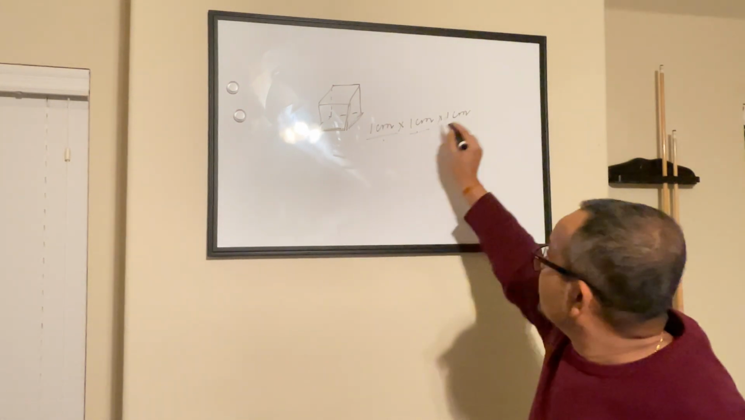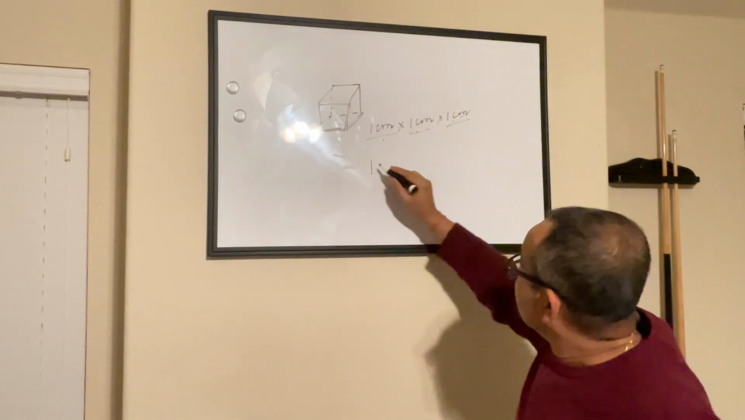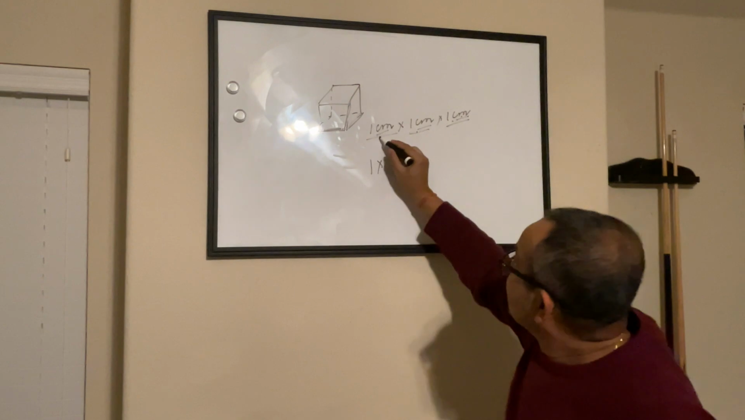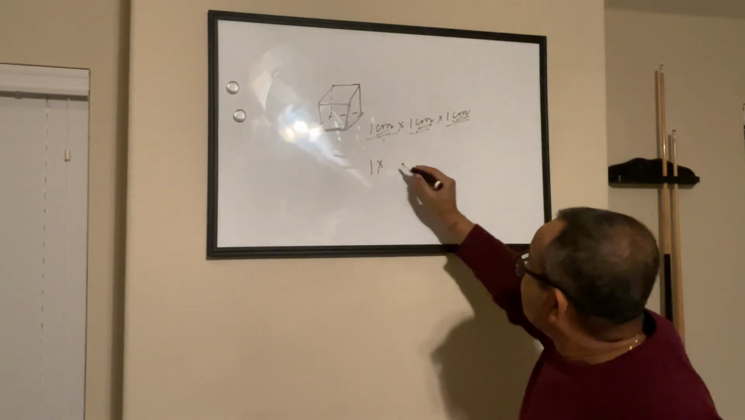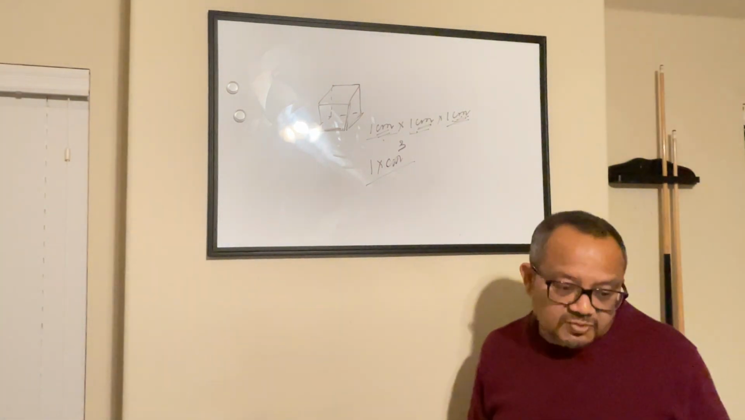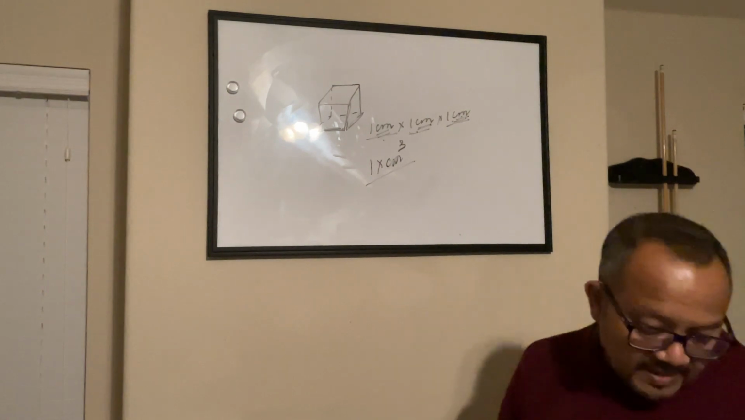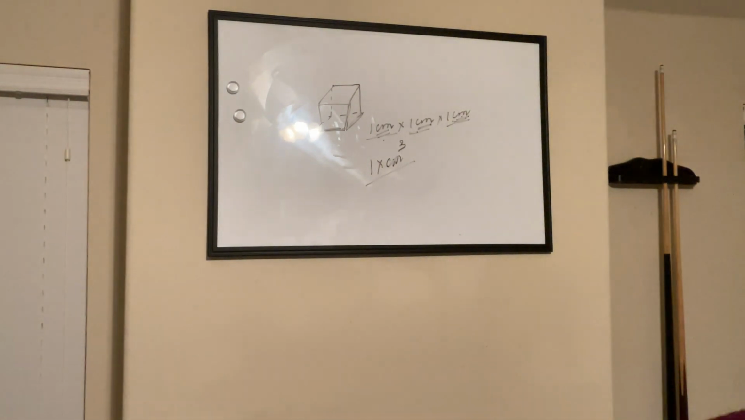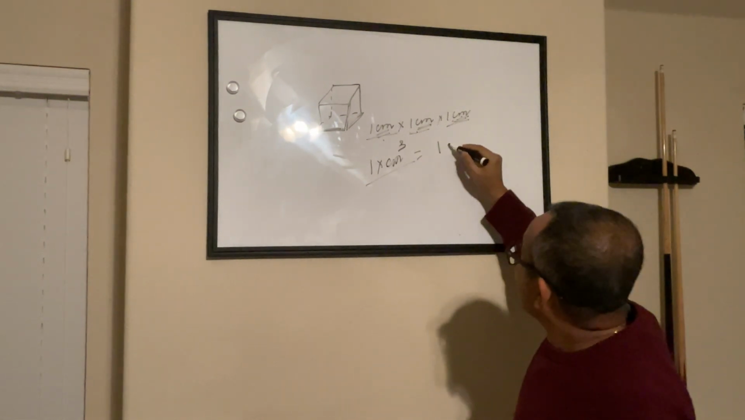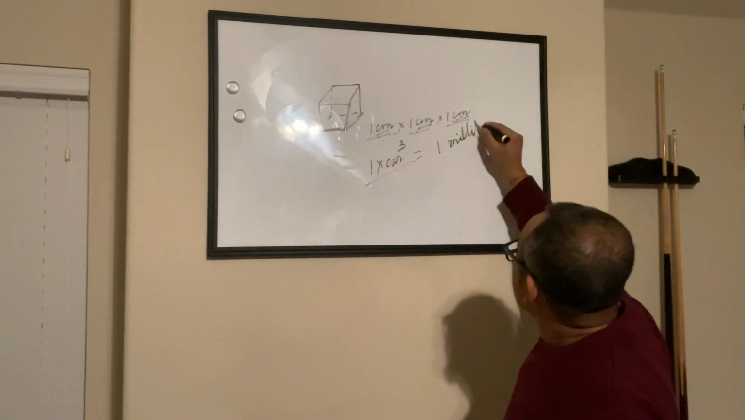So 1 into 1 into 1. Why I'm telling this is because it is 1 centimeter into 1 centimeter into 1 centimeter, so something is being multiplied with itself 3 times. That gives 1 cubic centimeter, and this is what relates to 1 milliliter.